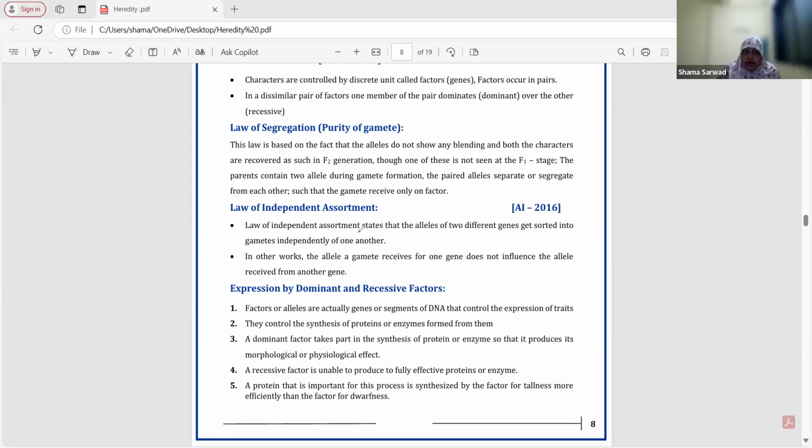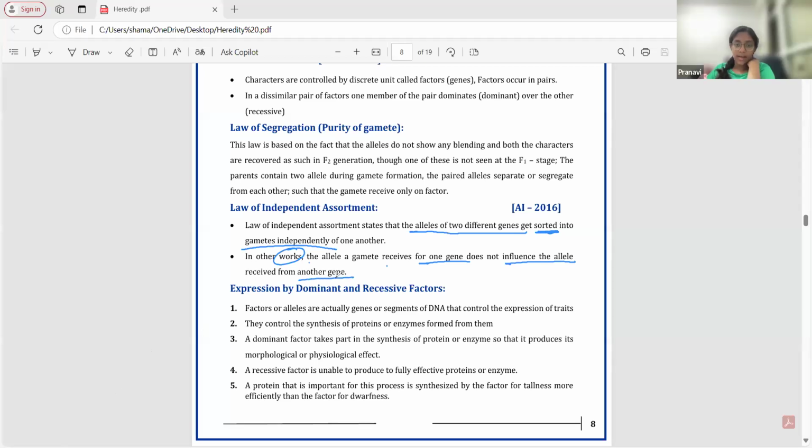The same thing is given here. Law of independent assortment states that the alleles of two different genes get sorted into gametes independently of one another. Now you understood this statement? In other words, the allele a gamete receives for one gene does not influence the allele received for another gene, as they do not affect each other. Clear? Okay, fine.